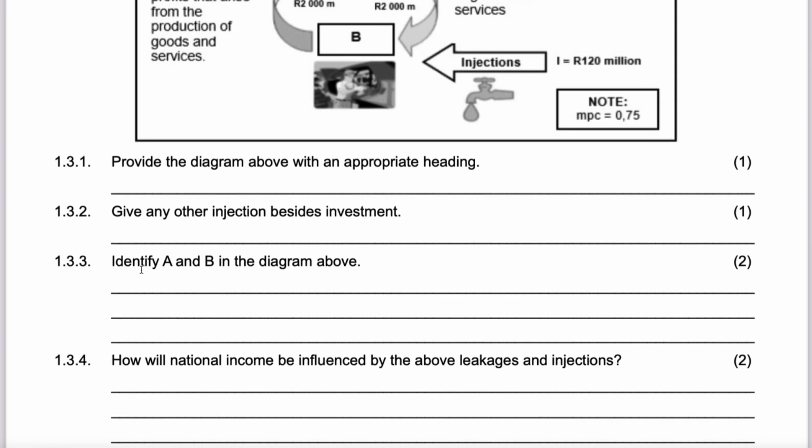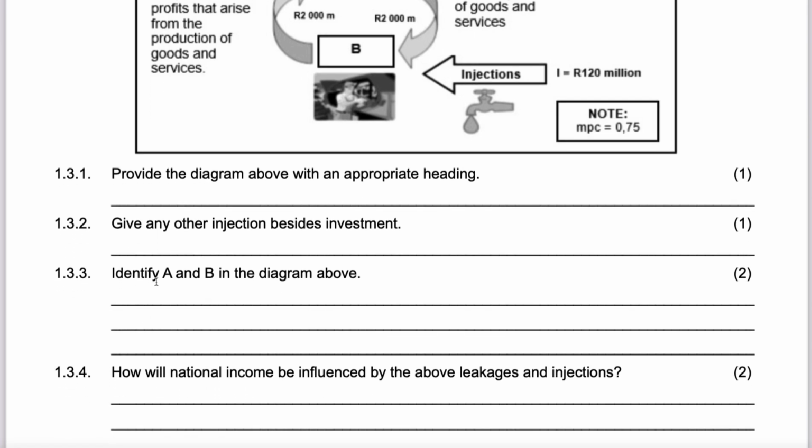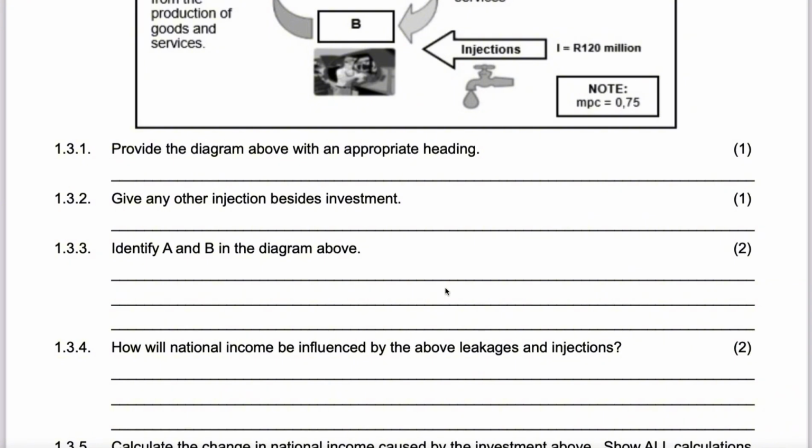Then number 3, identify A and B. Now, here's the thing. Don't say households and businesses. No, specify. So you say A, semicolon, households, B, semicolon, businesses. If you don't do it like that, you want us to guess. But maybe you assume that, since they said it in this sequence, A and B, it's obvious. The first one I wrote means A. No, don't say obvious. You want to pass matric, so you want to make sure.